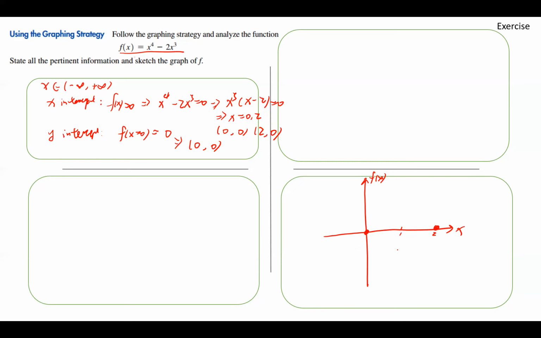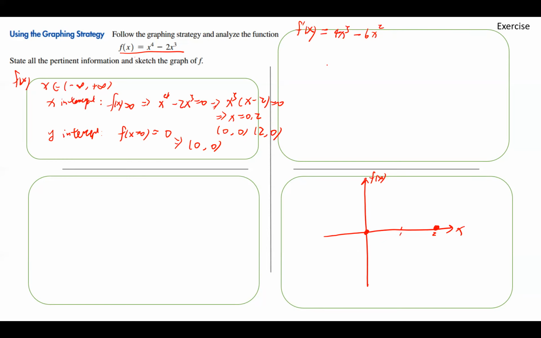So which means the function will pass through these 2 points, right? Now let's look at f of x. Now let's look at f prime of x, the first derivative. So this will give us 4x cubed minus 6x squared, right?